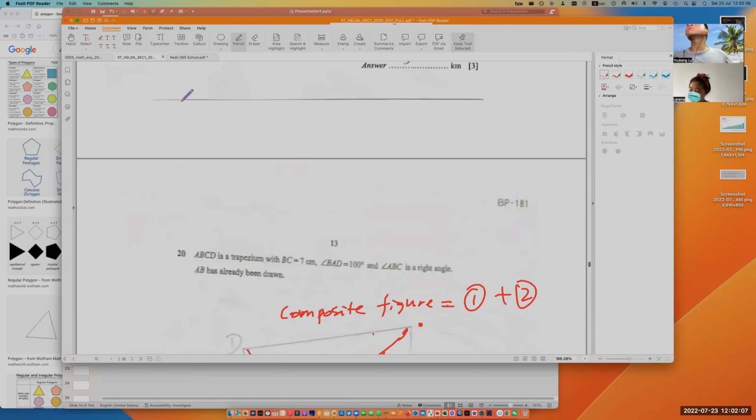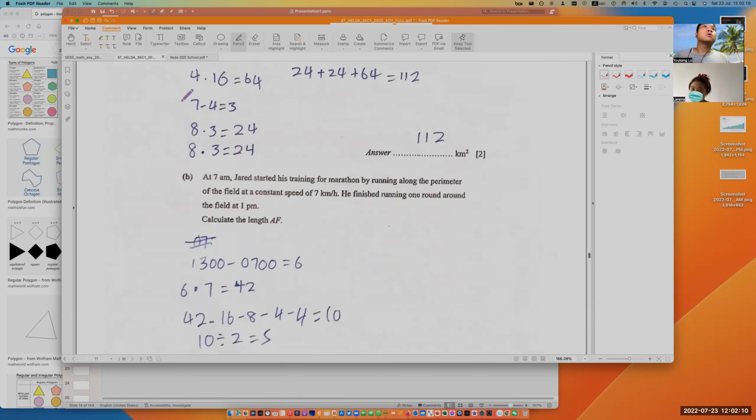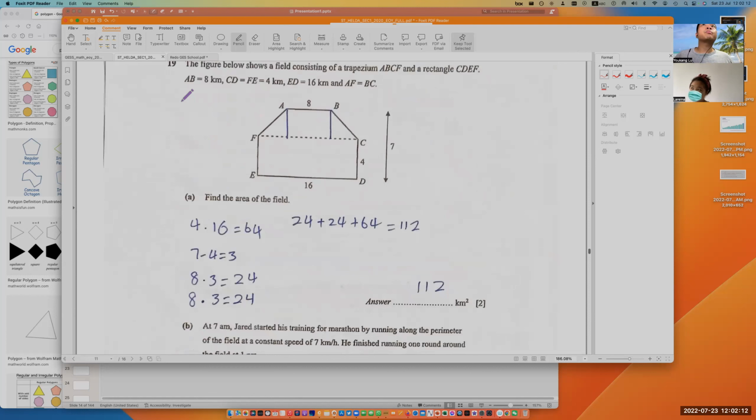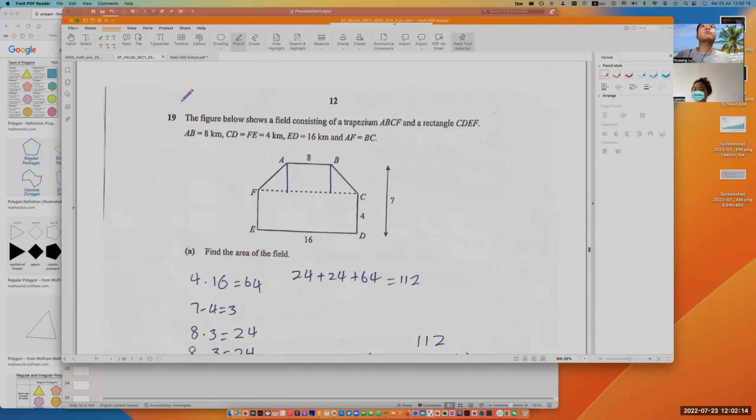This one done. Okay, good. So this one. Before we take a break, we will finish this, then we take a break.